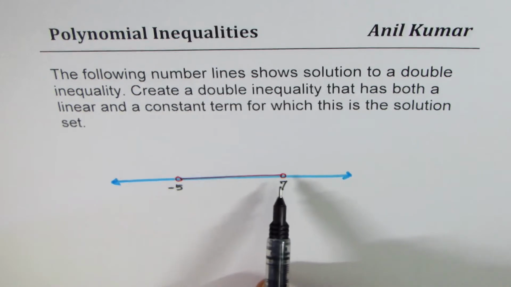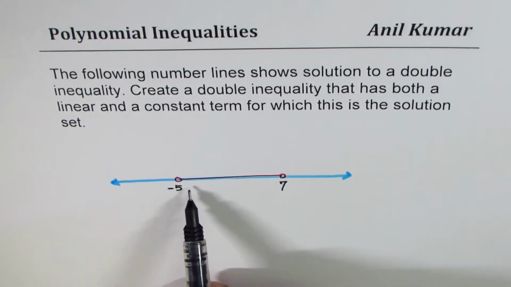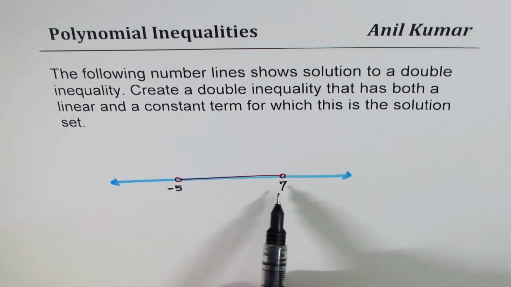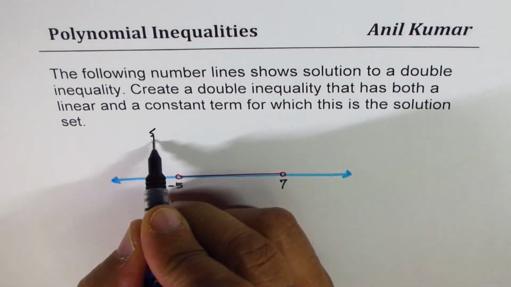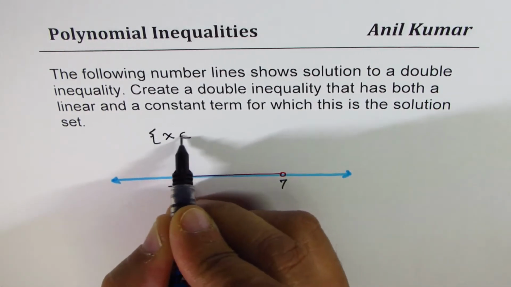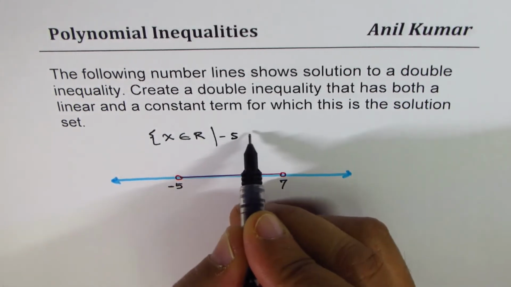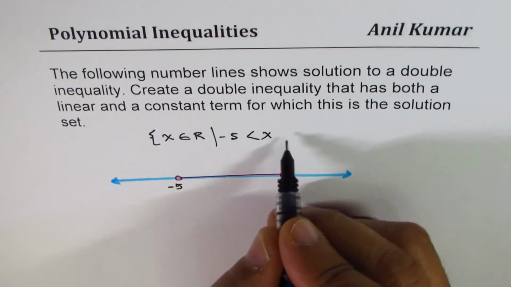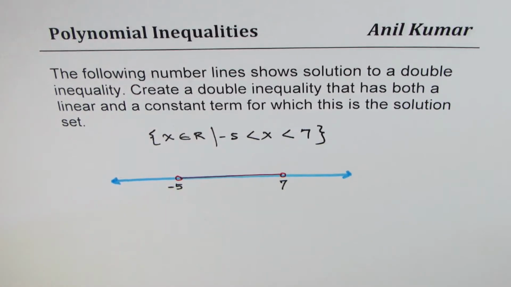So we have a solution set given on a number line. The solution set is all real numbers between -5 and 7. So let me write down the solution set here as: x belongs to real numbers where x is between, not including, those are the holes, right? Not including -5 and not including 7. That becomes the solution set.